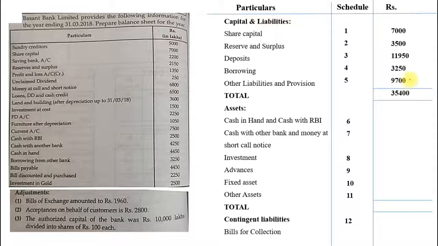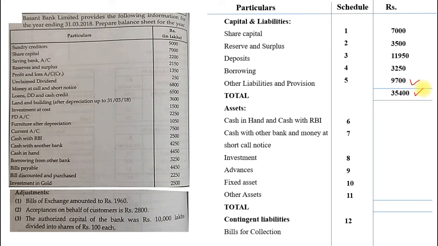So we note down 9700, and now when we total up 7000 plus 3500 plus 11950 plus 3250 plus 9700, the total comes to 35,400 in lakhs. Okay, so with this we are done with the liability side, the capital and liability side.